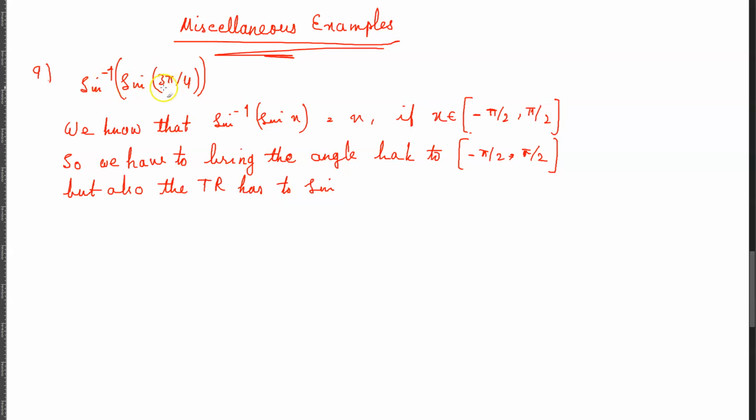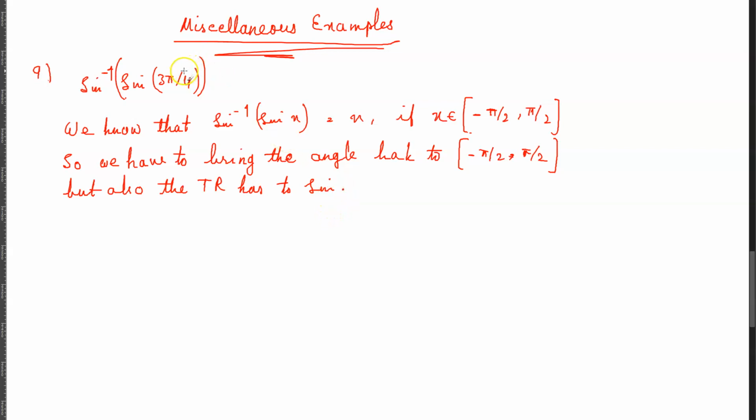Otherwise, for example, I could write the whole expression as the sine inverse of the cos of some angle x, right? But then that doesn't give me x. It has to be the sine inverse of sine of x. So that means the trigonometric ratio inside has to be sine and not any other trigonometric ratio, because the trigonometric ratio outside is sine inverse, right? So that is something that I need to take into consideration.